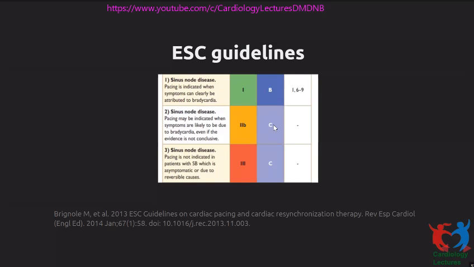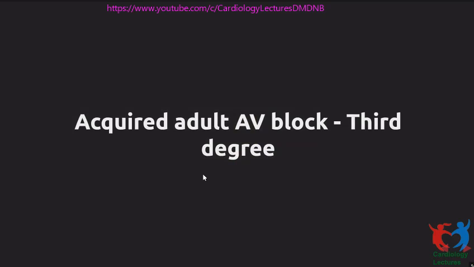Discuss with the patient, see if you can spend some more time to clarify the relationship between the symptoms and the rhythm, and definitely there's no hurry to pace this subset of patients. And clearly class 3 is patients who are asymptomatic. Here, there's no threshold of heart rate either. Asymptomatic patients do not need to be paced. So that is about sinus bradycardia.